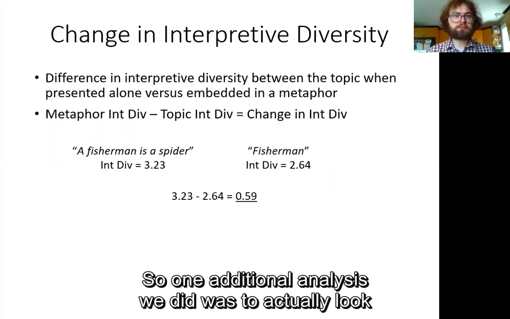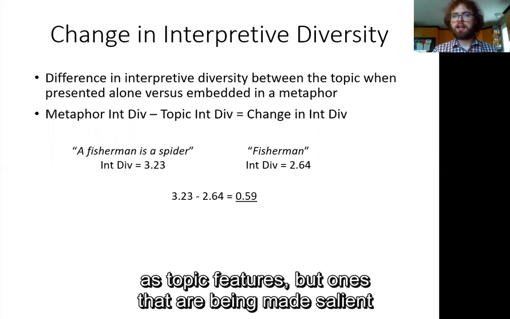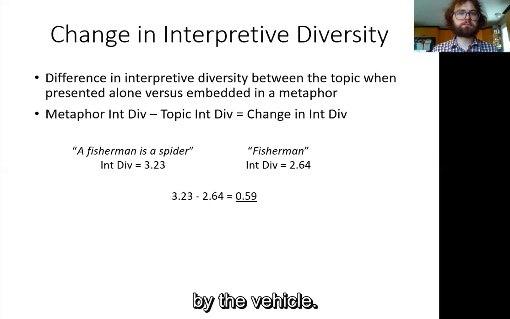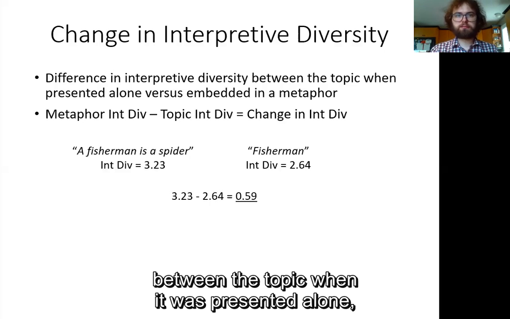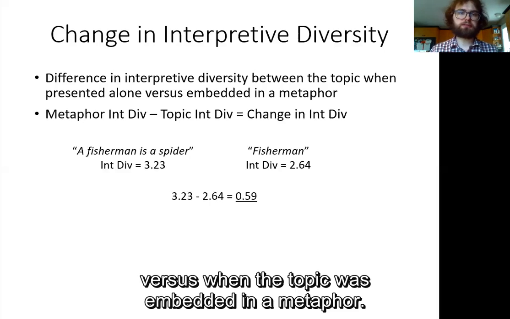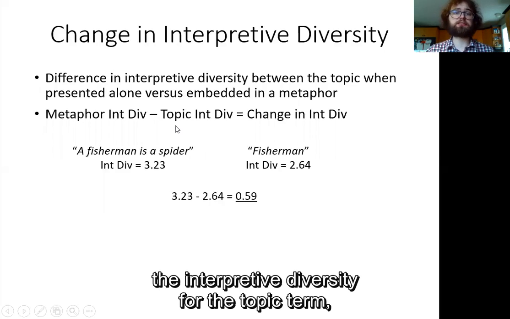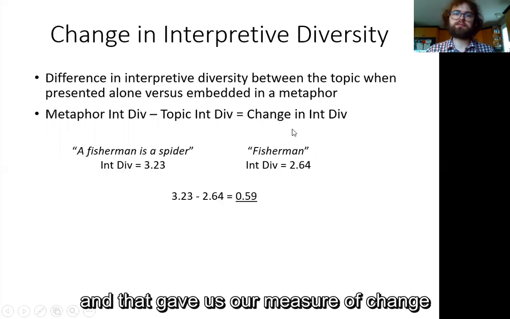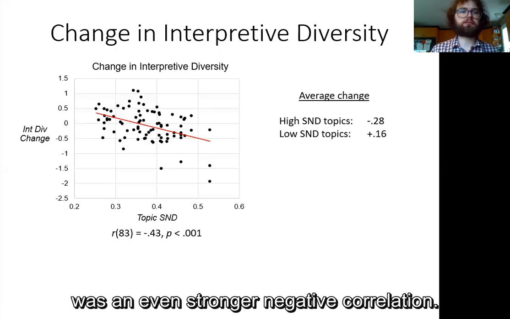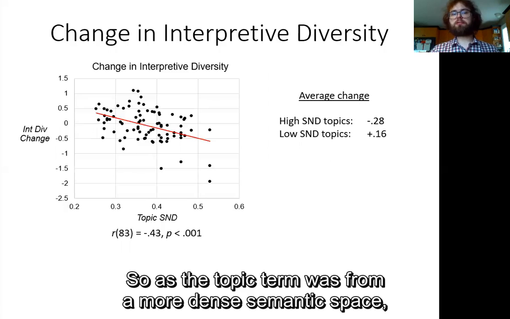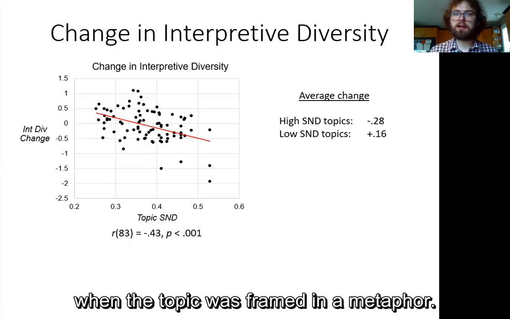So one additional analysis we did was to actually look at the change in interpretive diversity. So if you recall from the instructions, you can sort of think of the metaphor features as topic features, but ones that are being made salient by the vehicle. So what we did for this analysis was we looked at the difference in interpretive diversity between the topic when it was presented alone versus when the topic was embedded in a metaphor. So to calculate this, we just took the interpretive diversity for the overall metaphor and subtracted the interpretive diversity for the topic term. And that gave us our measure of change in interpretive diversity. And what we found here was an even stronger negative correlation. So as the topic term was from a more dense semantic space, we actually got more of a decrease in interpretive diversity when the topic was framed in a metaphor.